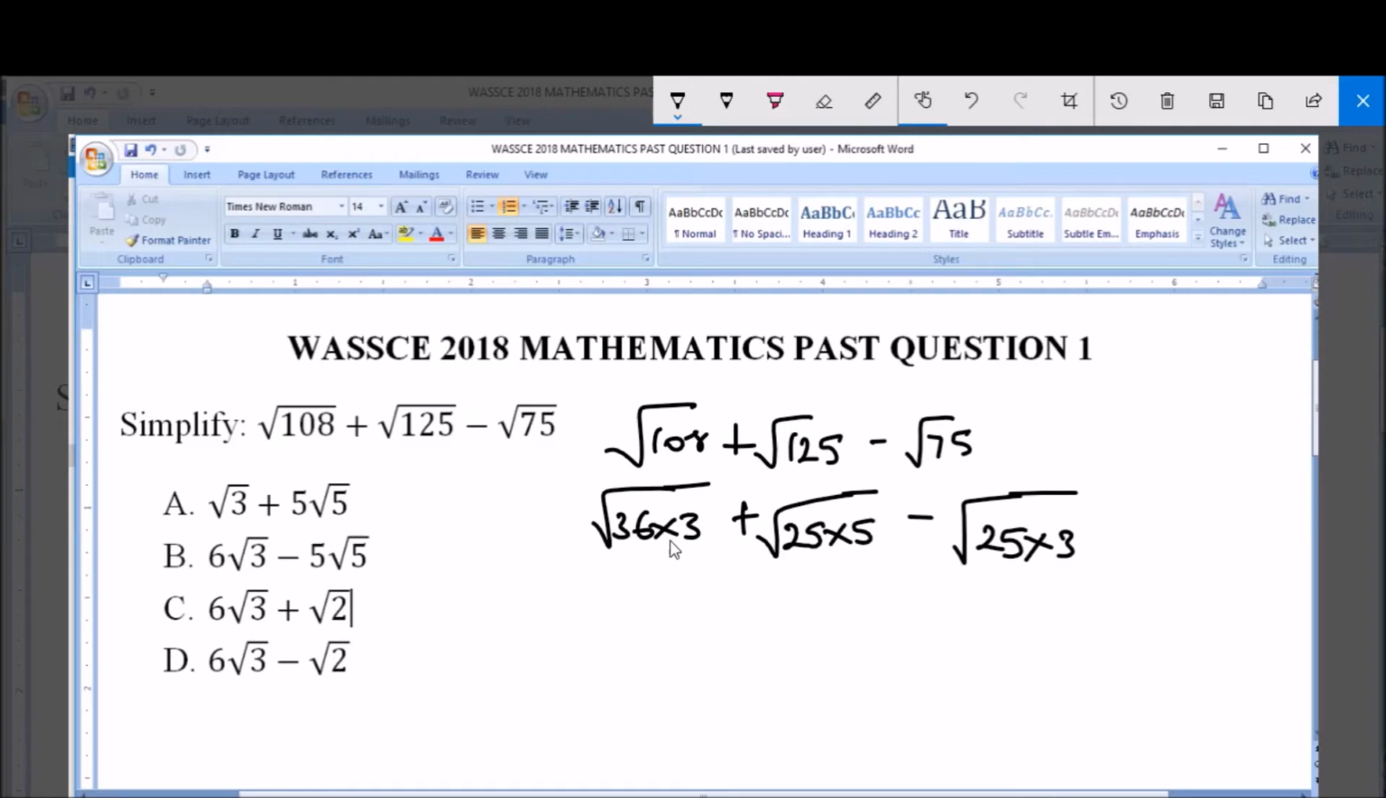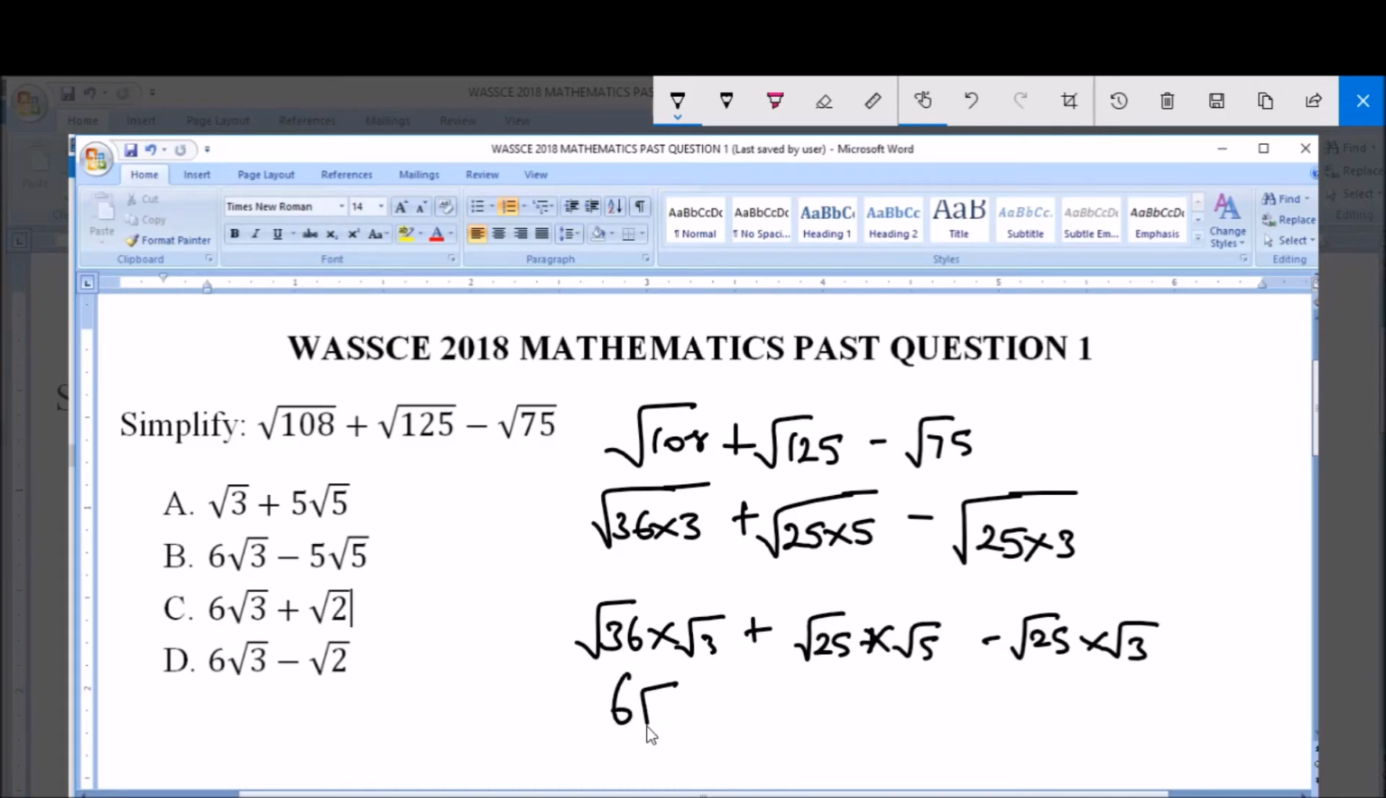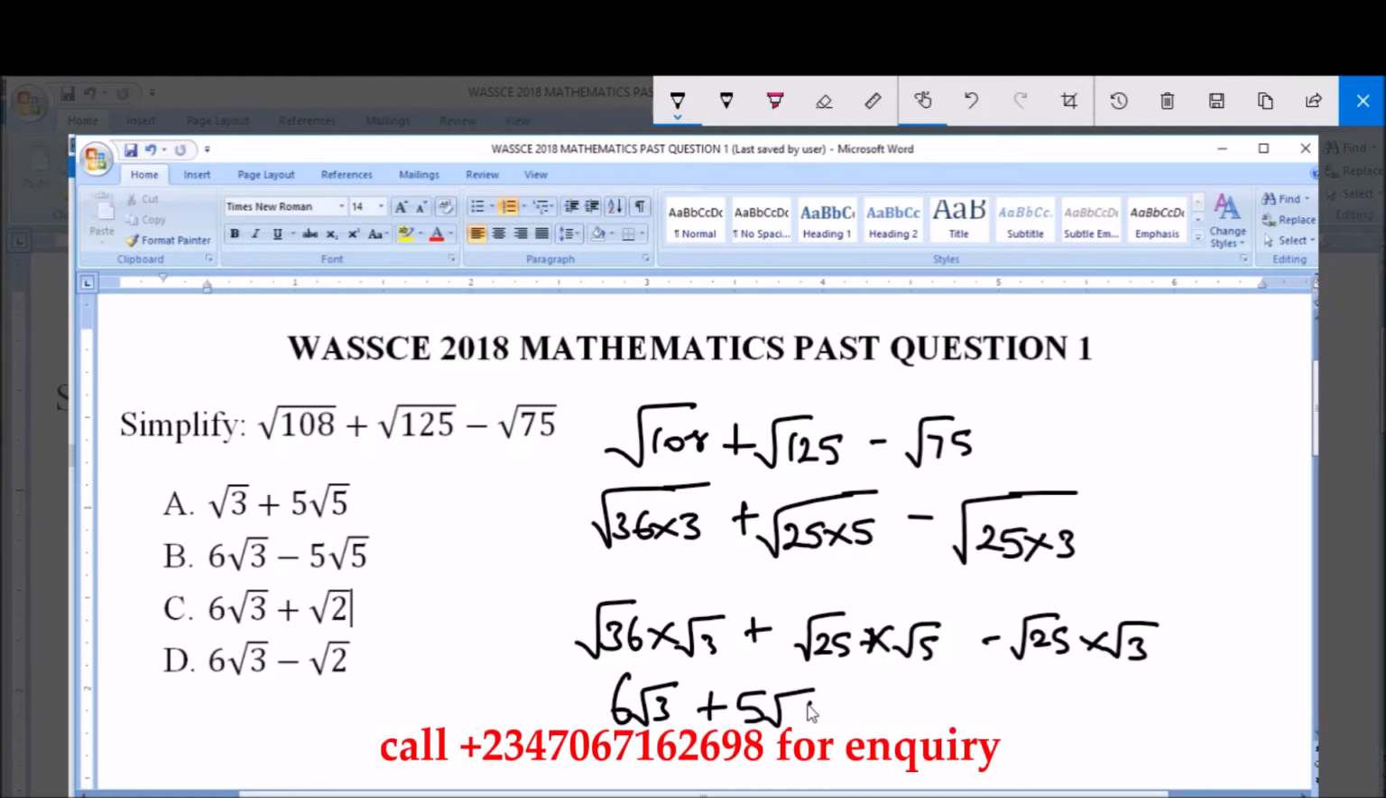We can now see that this is equal to root 36 multiplied by root 3, plus root 25 multiplied by root 5, minus root 25 multiplied by root 3. Now from this we can see that the root of 36 is 6, then multiplied by root 3, that will give us 6 root 3, plus root of 25 is 5 multiplied by root 5, that will give us 5 root 5, minus root of 25 is 5 multiplied by root 3, that will give us 5 root 3.